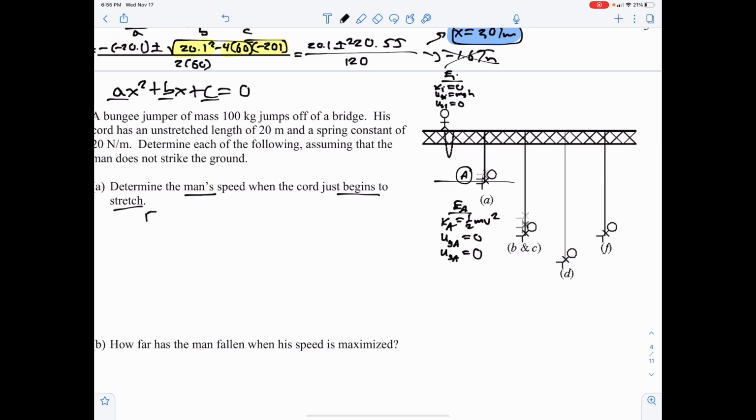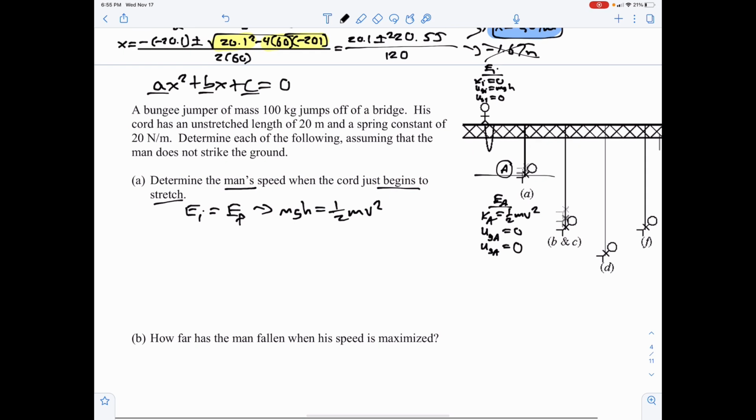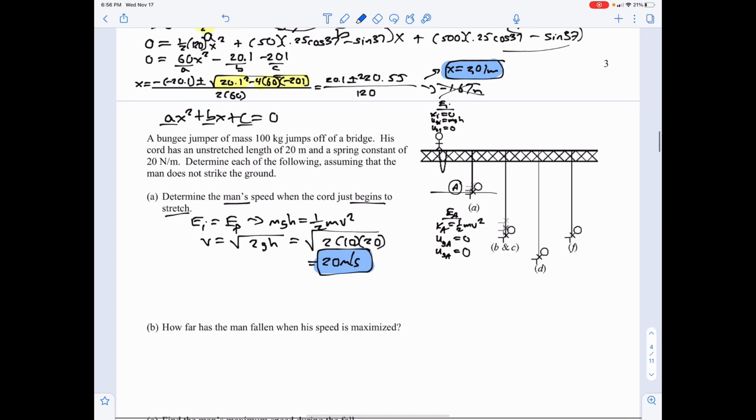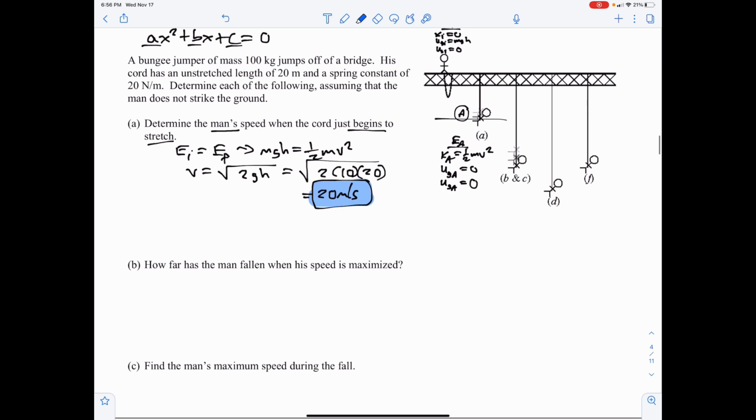So what we end up with is the initial energy equals the final energy, which means mgh at the highest point is 1/2 mv squared at the lowest point. Multiply by 2, divide by mass, square root. V is the square root of 2gh, or 2 times 10 times h, which is 20. Well, 2 times 10 is 20, times 20 is 400, the square root of which is 20 meters per second. So we're looking at 20 meters per second before the bungee cord even begins to stretch.